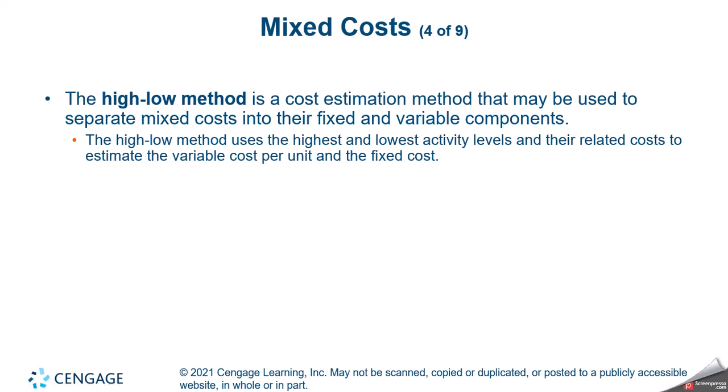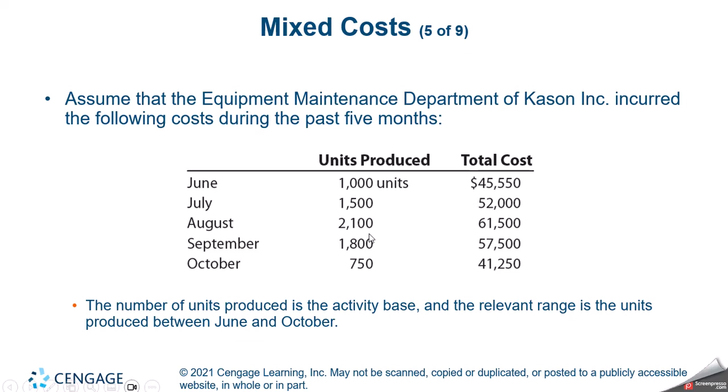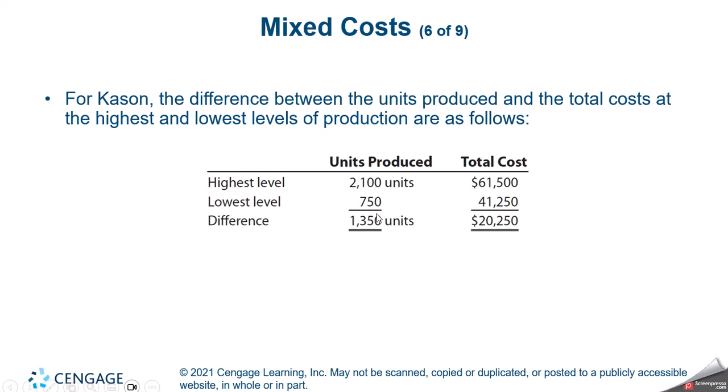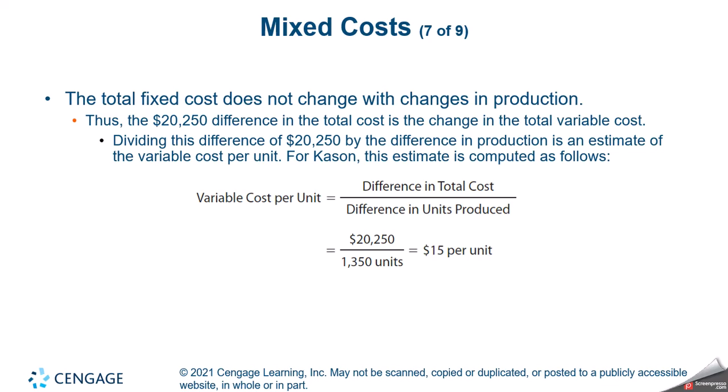The high-low method uses our highest and our lowest activity levels to estimate their costs. So they give us a total, so if we look at this graph, our lowest level is the 750 units, and we have a cost of $41,250. Our highest level is 2,100 units at $61,500. So then we're going to calculate those out to come up with the difference. So we've got 1,350 units between our high and our low, and then the cost associated is $20,250. So then we will take the difference in the cost and the units to come up with an average per unit. So then we'd have $15 per unit.